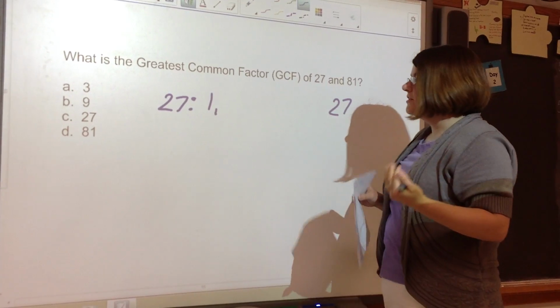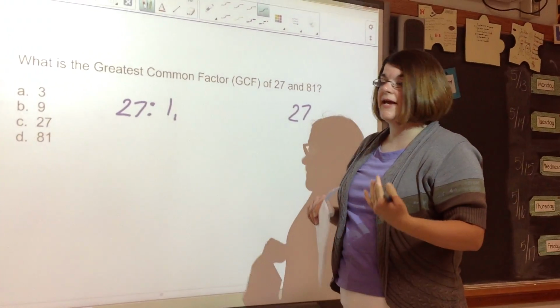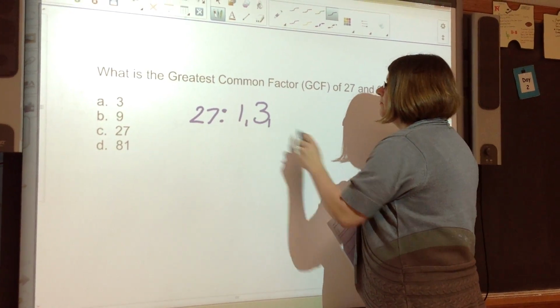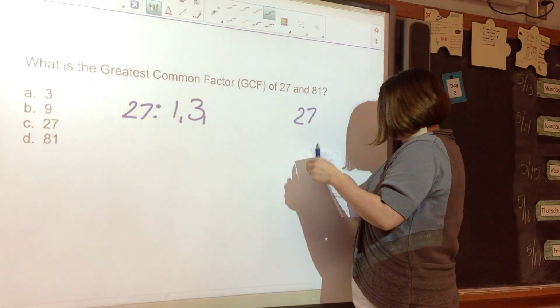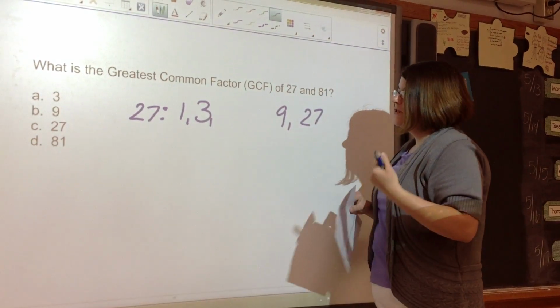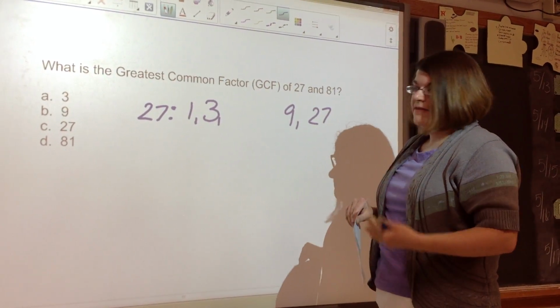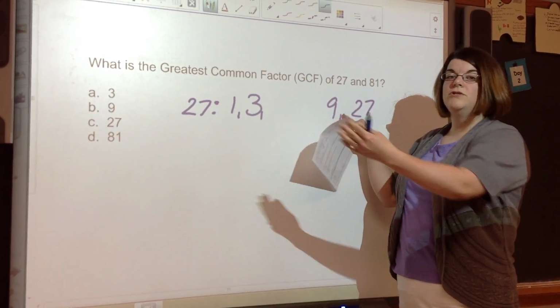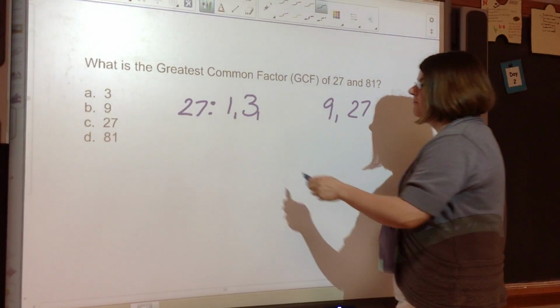And then you have to ask yourself, would 2 go into 27? And 2 is an even number, so 2 would not go into 27, but 3 would. And 3 would, we've got 9 times. And then you test out 4 and 5 and 6 and 7 and 8, and then we get to 9. So once you meet in the middle, then you know you have all the factors.